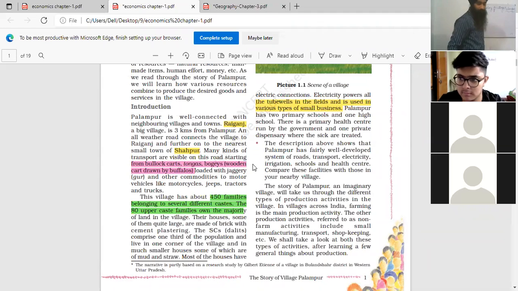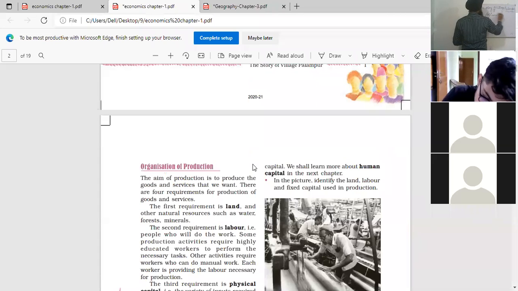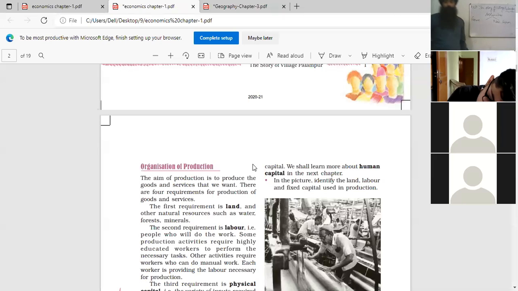Then, in the village Palampur, there are basically two types of activities done by the people. One is farm activities, which means agriculture, and the second is non-farm activities. Farm activities and non-farm activities. Is that clear?